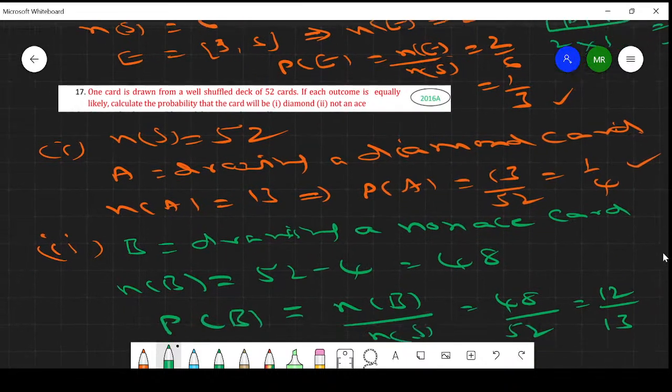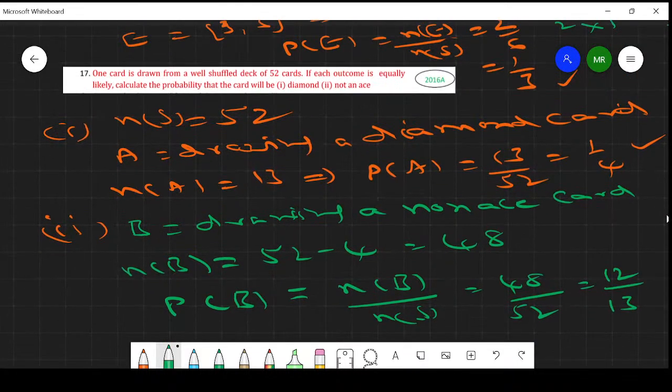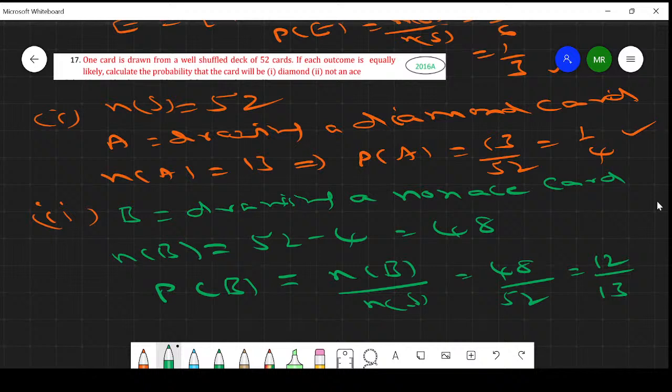Always remember. So this is the problem here. Number of cards 52. Drawing a diamond card will be 13, favorable events to diamond 13. So P of A is 13 by 52, 1 by 4. Now, non-ace card: the card should not be an ace. Drawing a non-ace card, B: 52 minus 4, the number of ace cards, remaining 48. Probability n of B by n of S, 48 by 52, 12 by 13 is your answer.